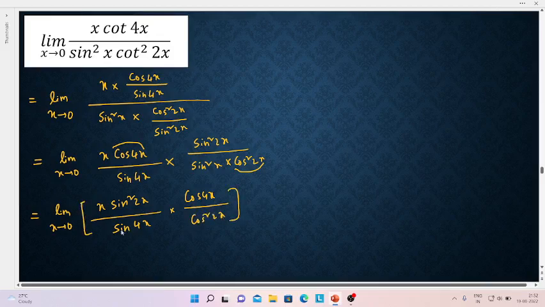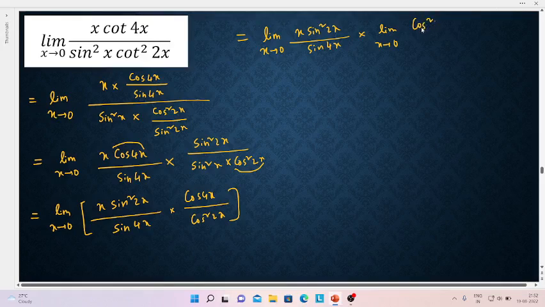So now you can see here are actually two functions, one is this and another is this, right? So we can split the limit. I know you know the formula. So basically limit f(x) into g(x) can be written as limit f(x) into limit g(x), right? And x tending to 0 stays the same, so it will become x times sine square 2x, and in the denominator we have sine 4x, right? And on the right side we have limit x tending to 0, sorry, cos 4x, it's cos 4x, okay? And in the denominator we have cos square 2x, right?